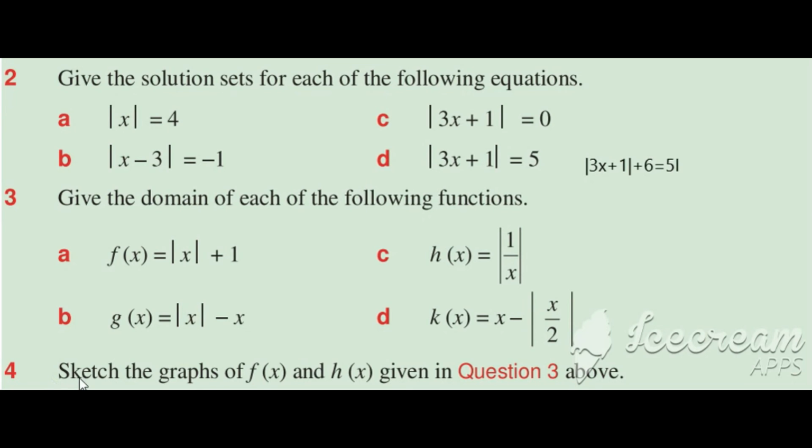Gaafii arfaffaa maal jedha? Sketch the graph of f of x and h of x given in equation 3 above jedha. Kana jechuun f of x is equal to absolute value of x plus 1 fi h of x is equal to 1 over absolute value of 1 over x dhaaf graafii draw godhaa jedha. Let us see the graph of f of x and h of x.